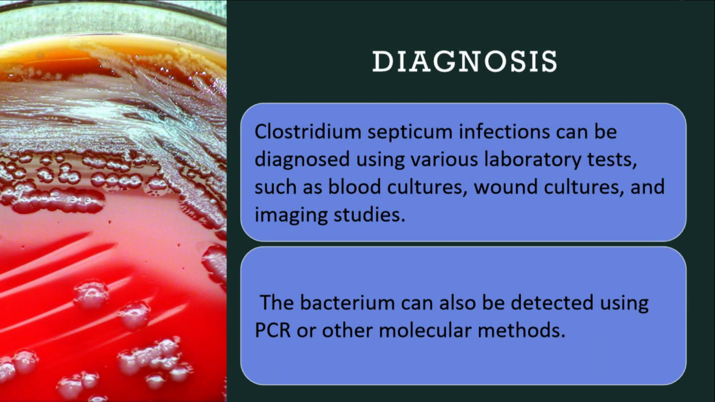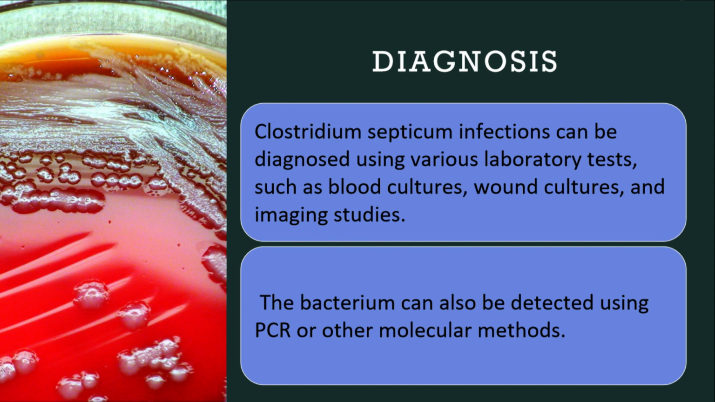Clostridium septicum infections can be diagnosed using various laboratory tests. Blood cultures are commonly used to detect the presence of the bacterium in the bloodstream. Wound cultures can be performed to isolate and identify Clostridium septicum from infected wounds. Imaging studies, such as X-rays or CT scans, may be used to assess the extent of tissue damage caused by the infection.